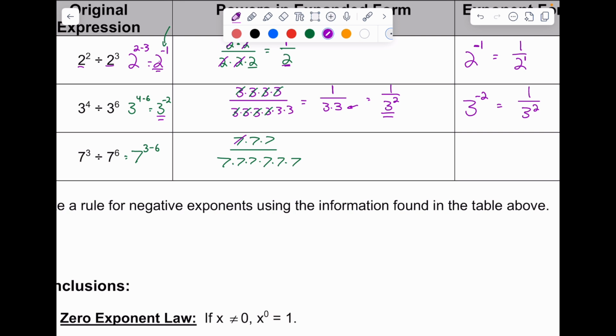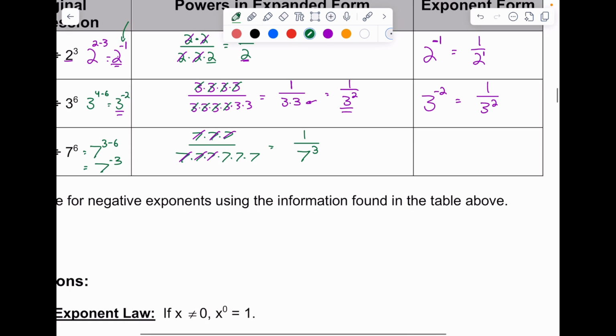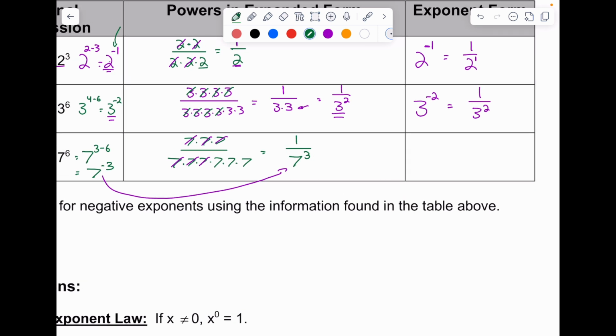Start simplifying. So this cancels, this cancels, this cancels. And notice then you're left with 1, and you have 3 7's on the bottom. So I can write that as 7 to the 3. Oh, I should have simplified this, sorry. 7 to the 3 take away 6 is minus 3. All right. So then 7 to the minus 3 we just showed is the same thing as this. So 7 to the minus 3 is 1 over 7 to the 3.